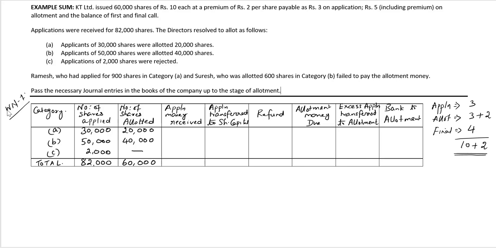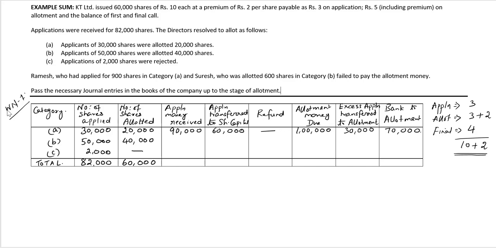Application money received. We'll finish category A first. 30,000 shares applied multiplied by 3 rupees per share, 90,000 rupees. Application money transferred to share capital, 20,000 shares allotted multiplied by 3 rupees per share, 60,000 rupees. There is no refund in this category. The allotment money due, 20,000 shares allotted multiplied by 5 rupees per share, 1 lakh rupees. Excess application transfer to allotment. Excess application money is 90,000 minus 60,000, which is 30,000 rupees. Therefore, bank to allotment is 1 lakh money due on allotment minus transfer of application to allotment 30,000 rupees, which is 70,000 rupees.